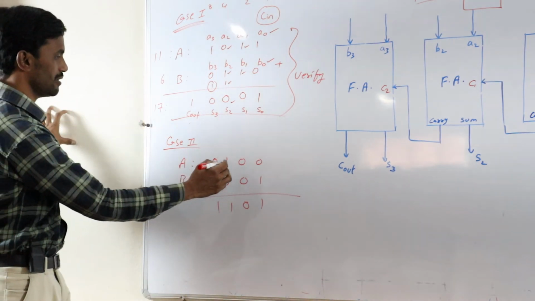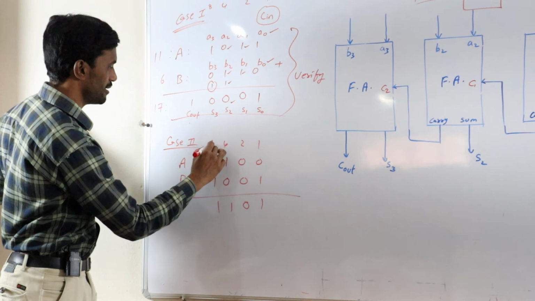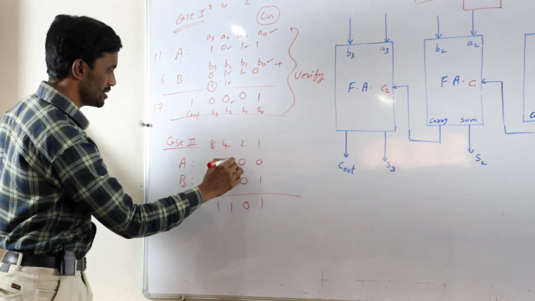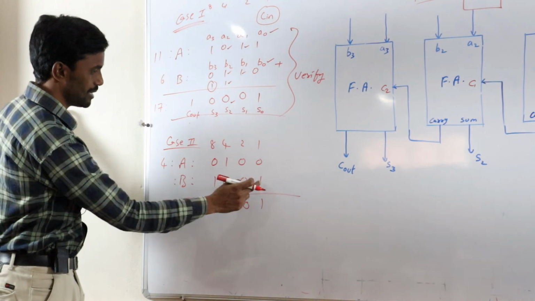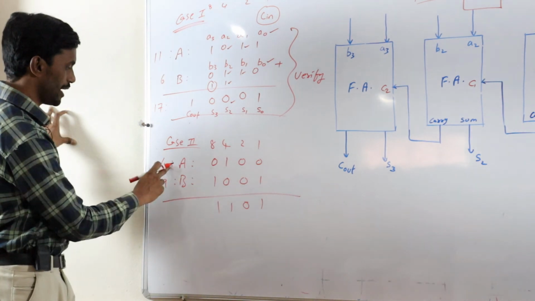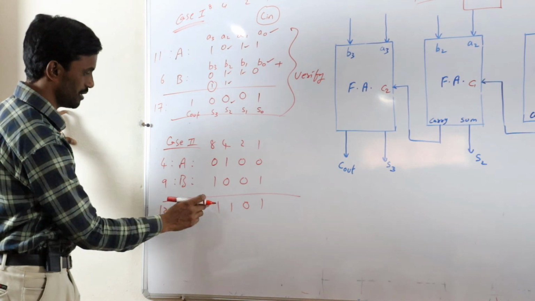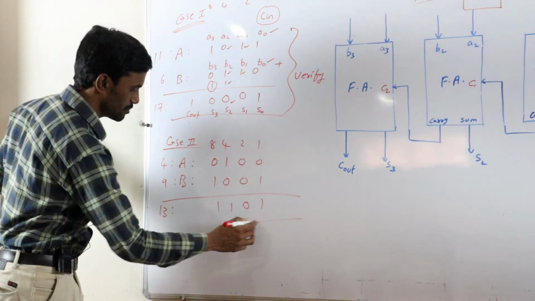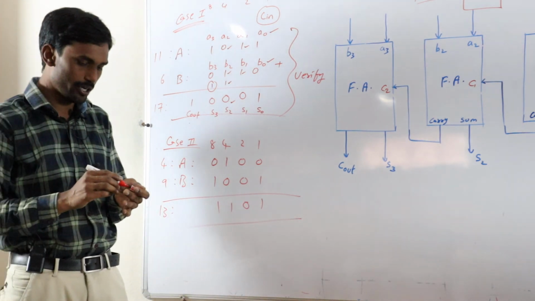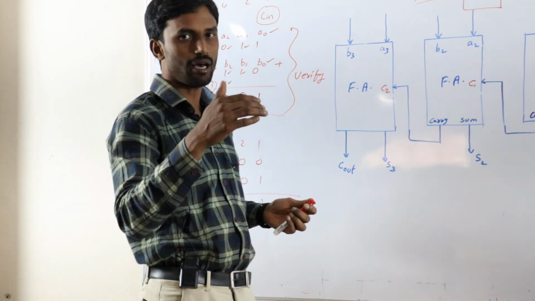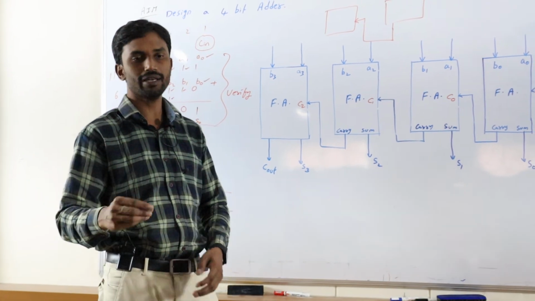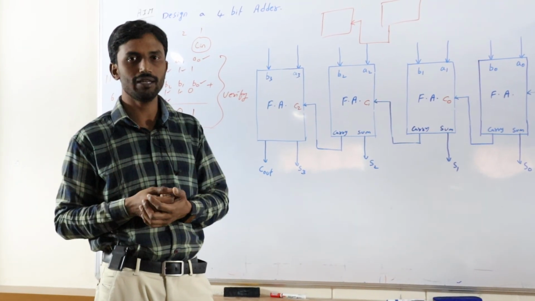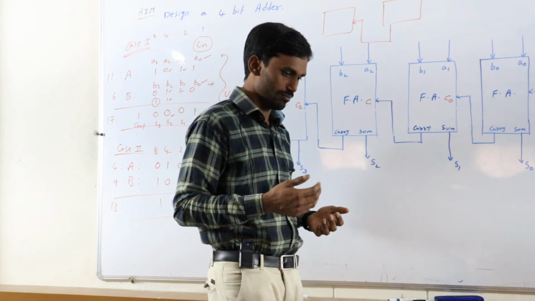I have taken 1, 2, 4, 8 in terms of decimal. So A is 4. What is B? B is 8 plus 1, 9. So 9 plus 4, I should get 13. You check 13. So these 2 cases we are going to see practically: what components are needed and how to do it practically. Let's see, let's come. Thank you.